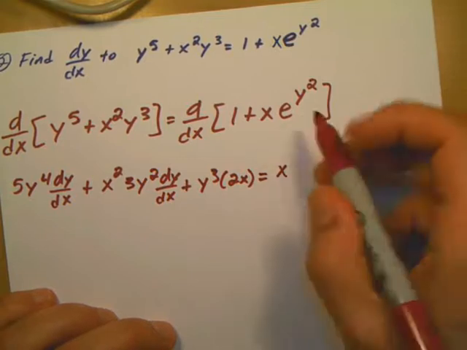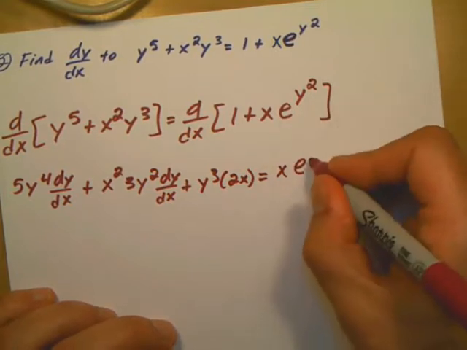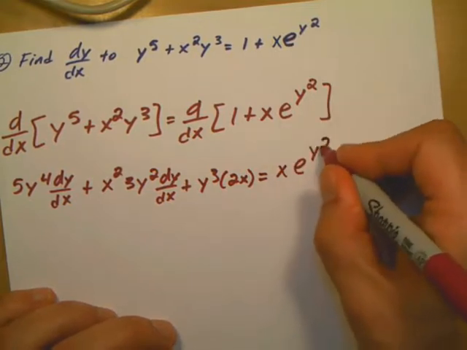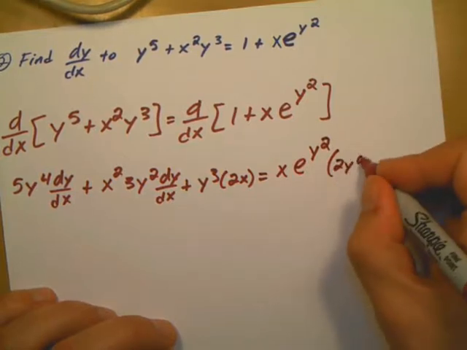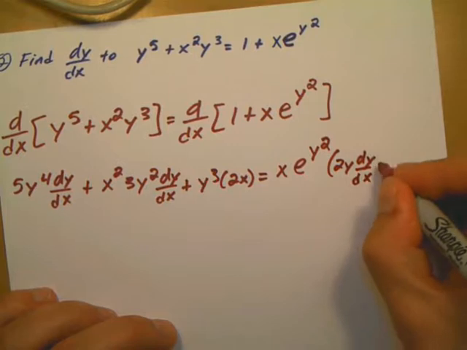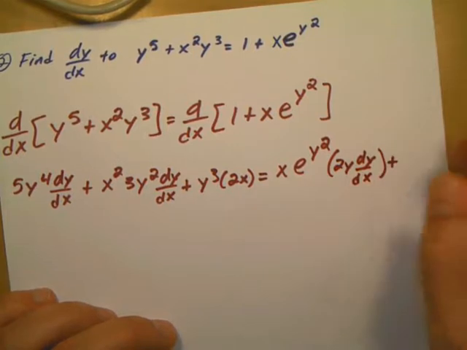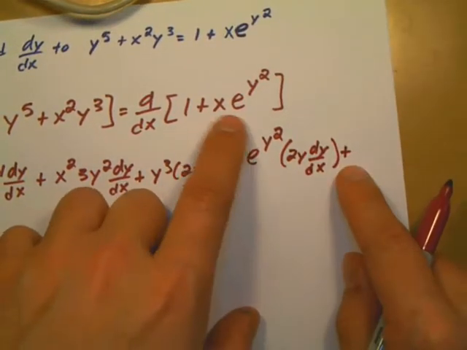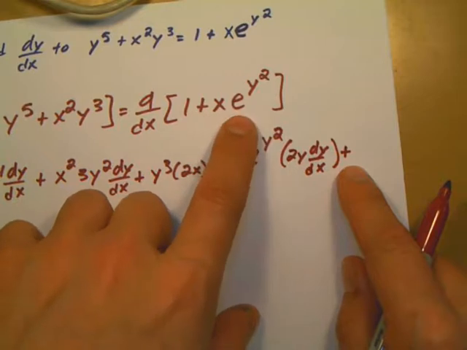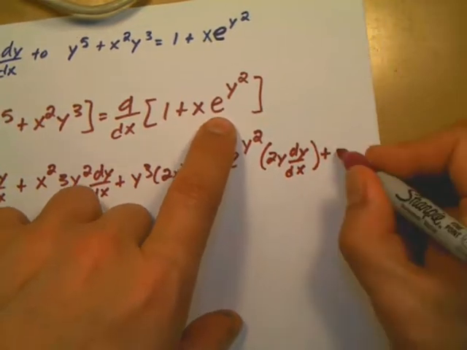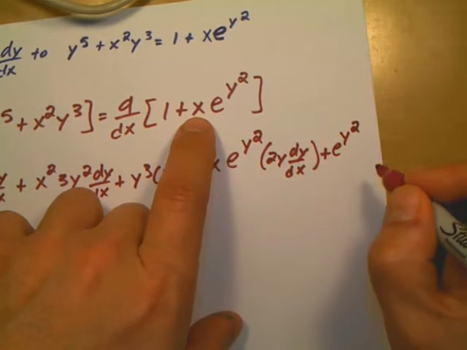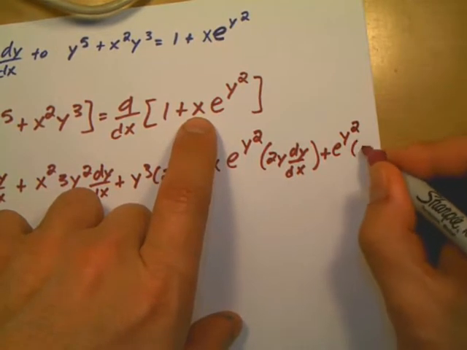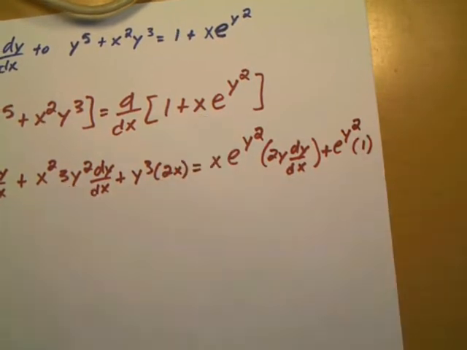Now this also requires a product rule. The product rule on this is going to be keep x the same. The derivative of e to the y squared is itself, e to the y squared, but now the derivative of y squared is 2y dy/dx, plus, and the last half of the product rule is keep this the same, so e to the y squared, and then the derivative of x is times 1.